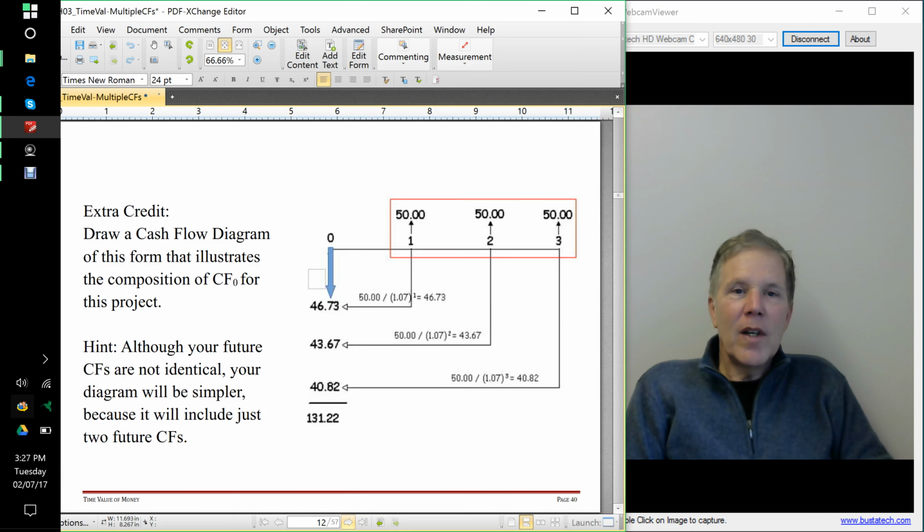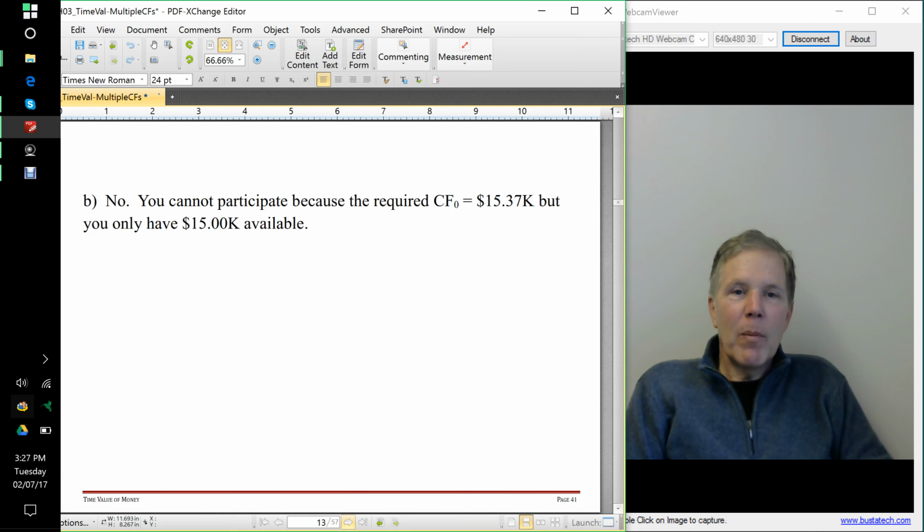Okay, so now I'm going to come back to that in a second. For part B, if we only have 15,000 available, can we participate? No, we can't participate because we would need $15,370 to participate, but we only have 15,000 available, so we would have to say no.